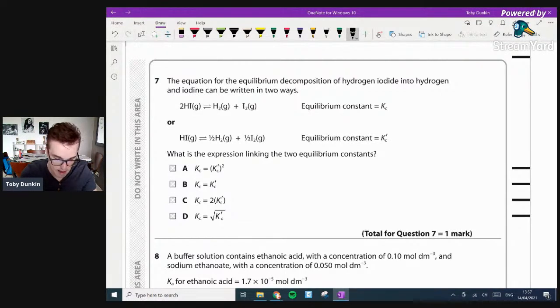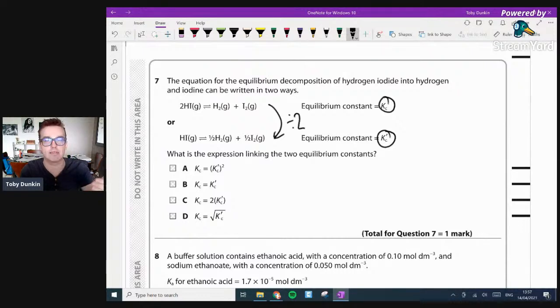Now in this case, if we called this one Kc original and this Kc new, in order to get to this new one, we've halved the equation. Because the powers are halved, we have to root it. So what that means is that to move from Kc original to Kc dash, we'd have to root it, but that doesn't mean that they're the same values.